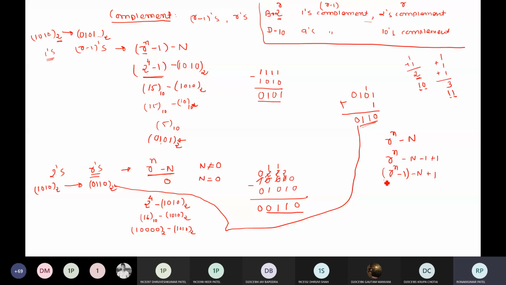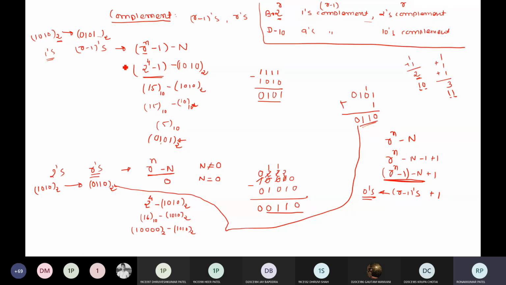Now got it? What is this? This is the r minus 1's complement equation. See this, r raised to n minus 1 minus N. Now if you add plus 1, it will give you the r's complement, right? So that's why, if you add 1 to the r minus 1's complement, you will get the r's complement.